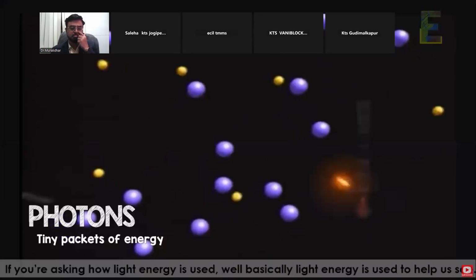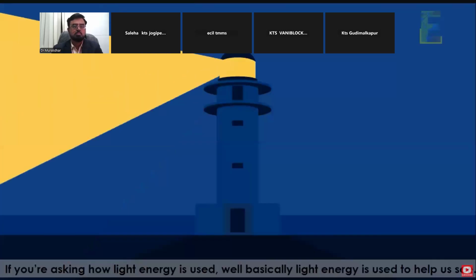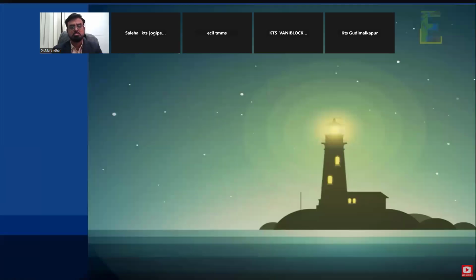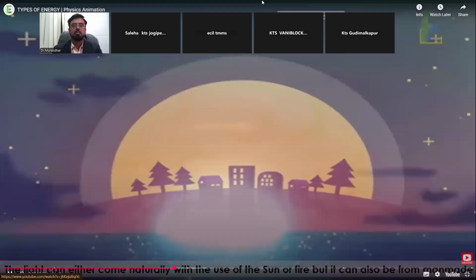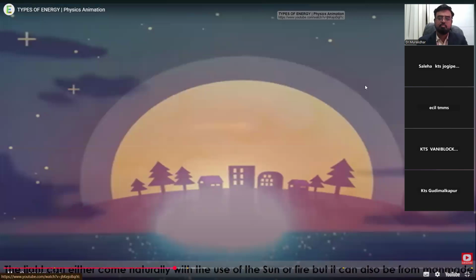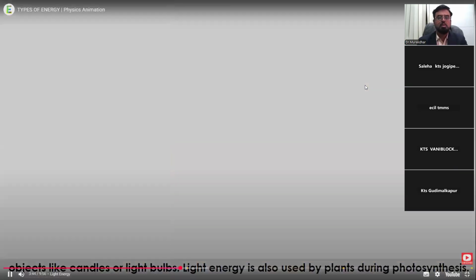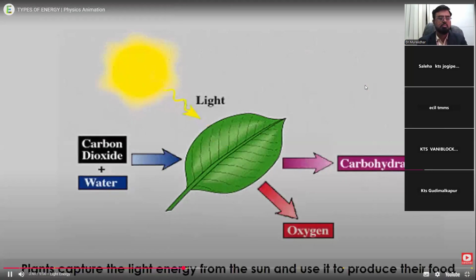If you're asking how light energy is used, basically, light energy is used to help us see. The light can come naturally from the sun or fire, but it can also be from man-made objects like candles or light bulbs. Light energy is also used by plants during photosynthesis. Plants capture the light energy from the sun and use it to produce their food.